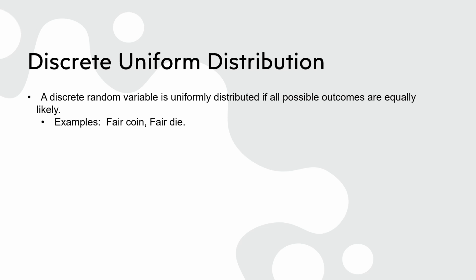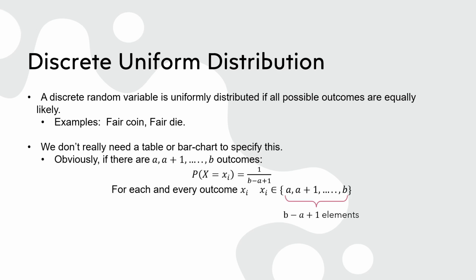We can generalize the probability mass function for discrete uniform distribution. If the values that our discrete random variable x can accept are a, a plus 1, all the way to b, then the total number of acceptable values is b minus a plus 1. As a result, the probability for each individual acceptable value is 1 over b minus a plus 1. This formula ensures that the probabilities add up to 1 across all possible values.